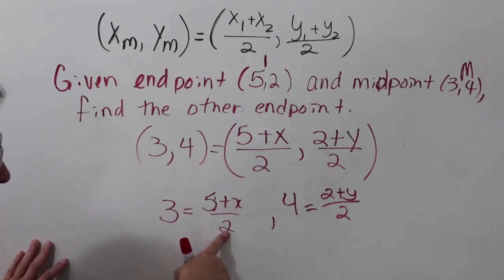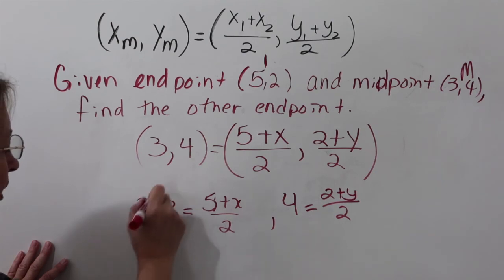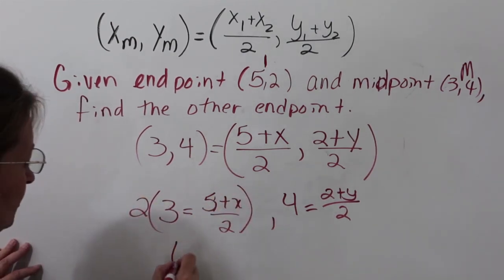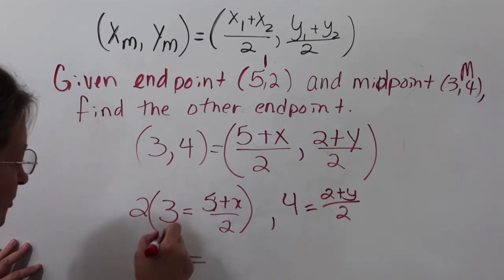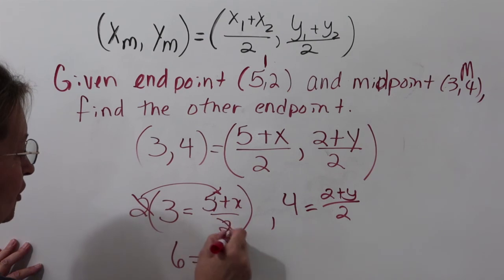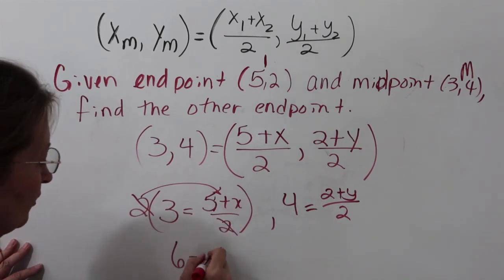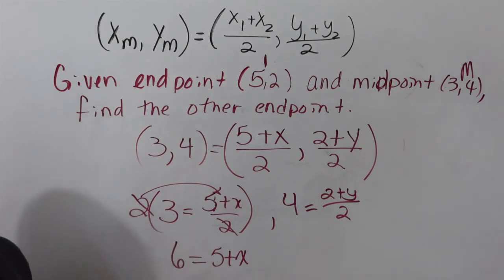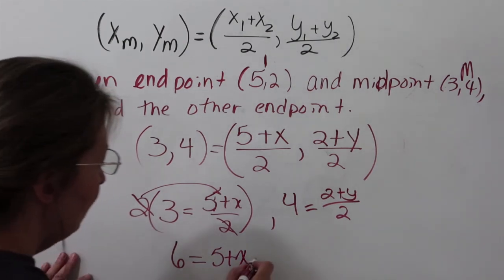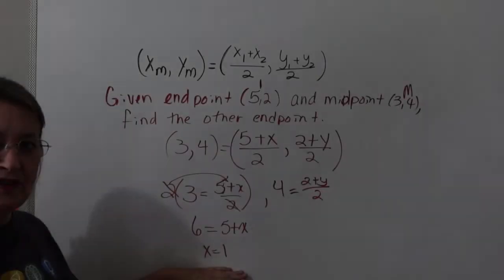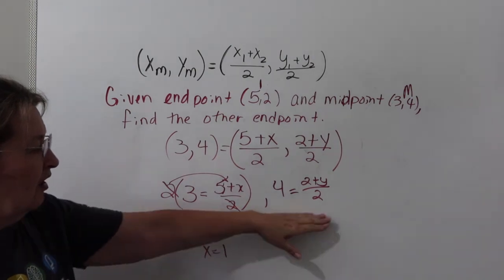Since this is a fraction over 2, just multiply the whole thing by 2. So that's going to give you 6 equals, 2 times 3 is 6. Now when you multiply 2 times this fraction, this 2 is going to cancel out your denominator. So you have 5 plus x, and then you would subtract 5 from each side. So that's going to give you x is equal to 1. Now you can see it. X equals 1.